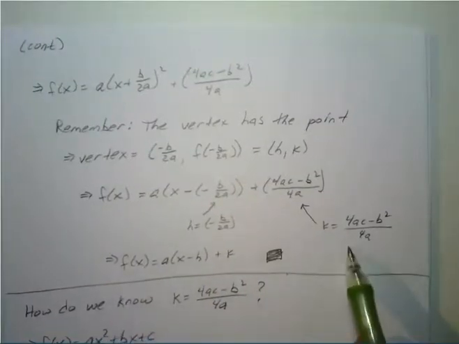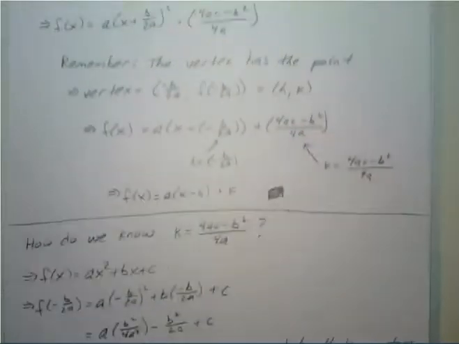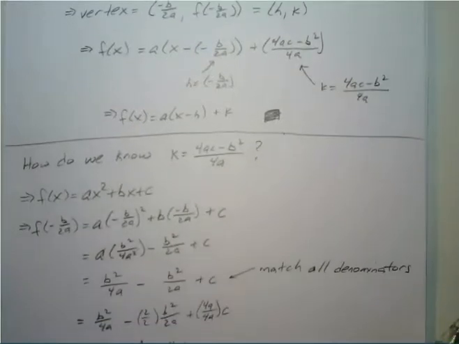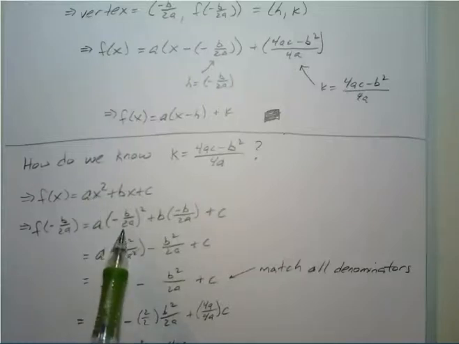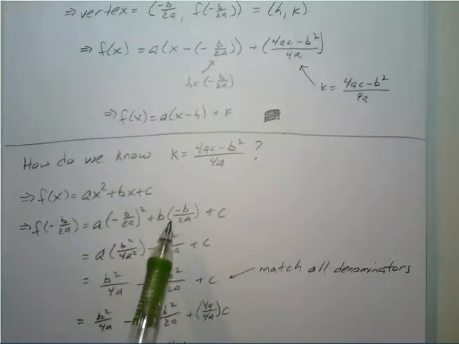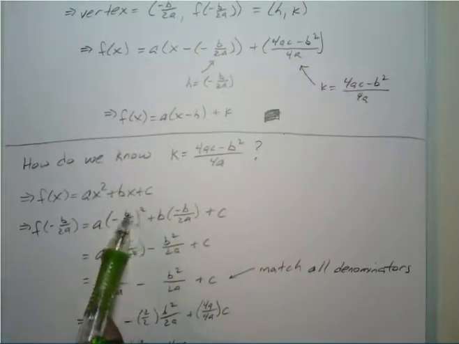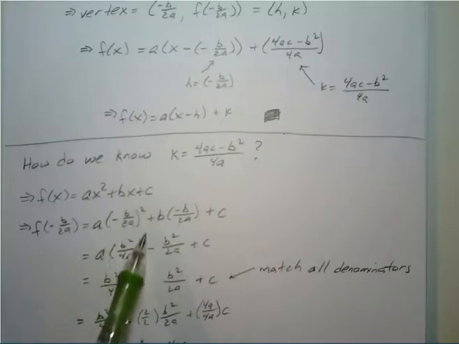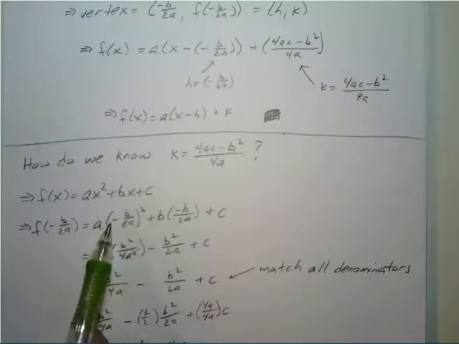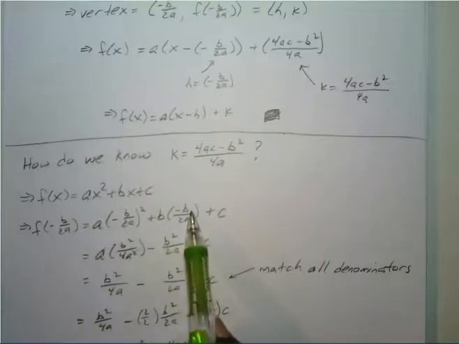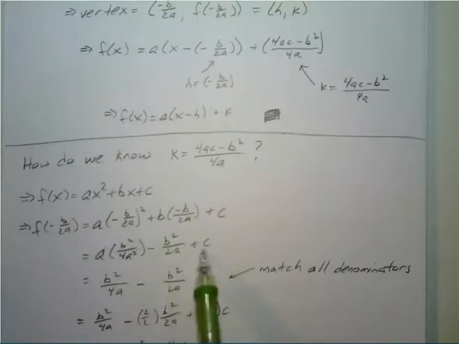Okay. Now the thing is, how do we know that this is equal to k? Well, all we do is we plug in our f of negative b over 2a. So we have f of negative b over 2a equals a times (negative b over 2a) squared plus b times negative b over 2a plus c. Okay, so this, if you distribute the square, you have b squared over 4a squared. Negative times negative is positive, so that becomes positive. And one of the a's cancels out. So you have b squared over 4a minus b squared over 2a plus c.